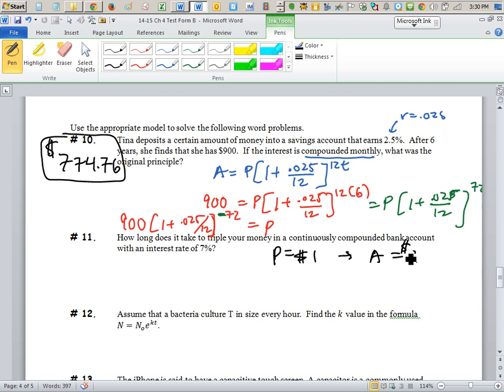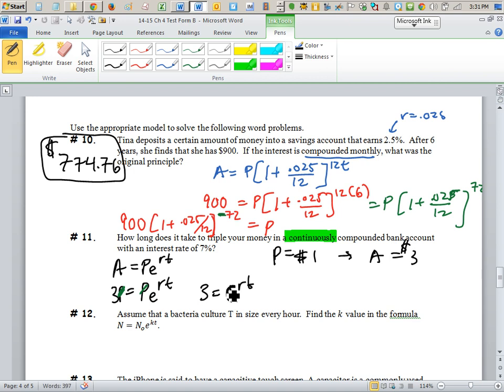But we're going to set up a continuously compounded formula. Notice the new adverb there. So we're going to be using the continuous compounding formula, A equals Pe to the rt, where A and P are just in a ratio of 3 to 1. You can use 3 and 1, or 30 and 10, or just P and 3P. In any case, the P cancels out. So we end up with 3 equals e to the rt.